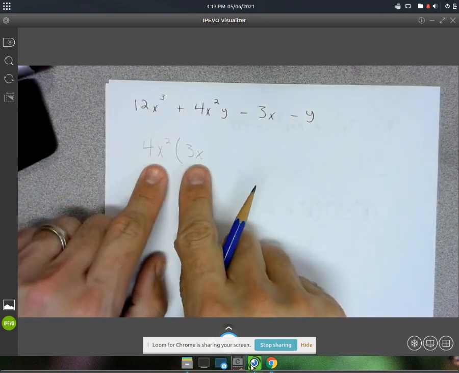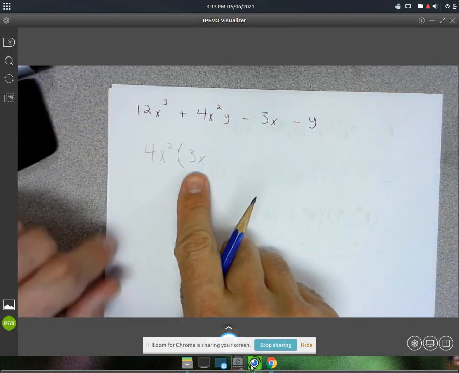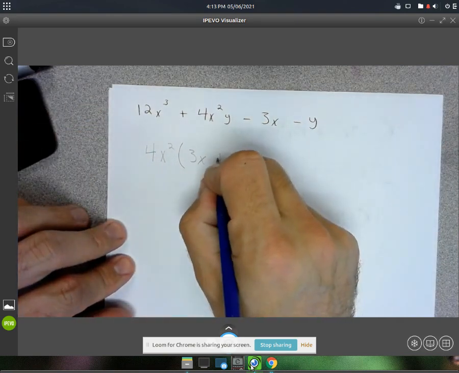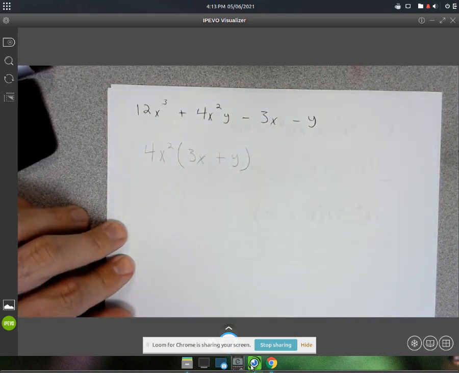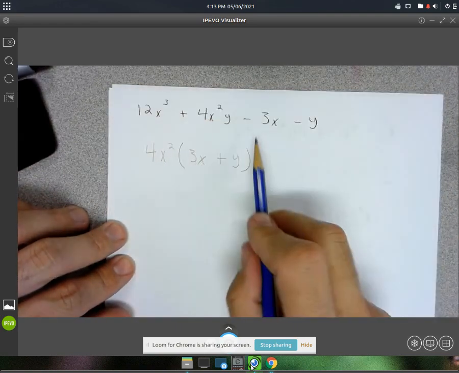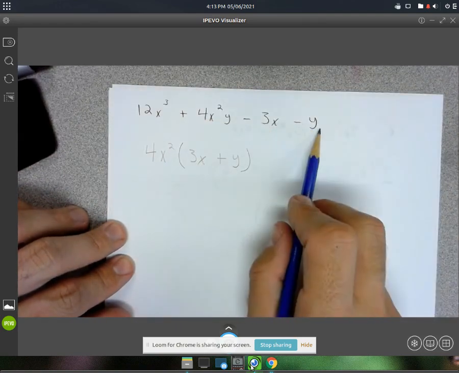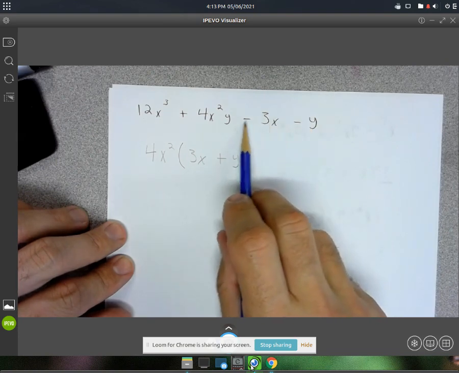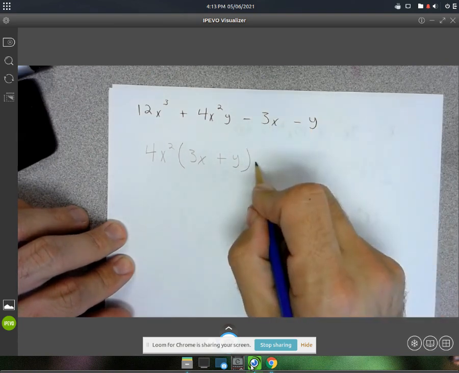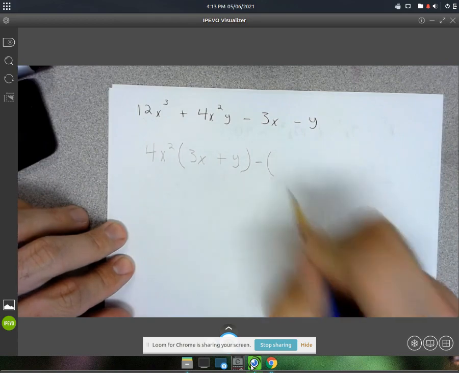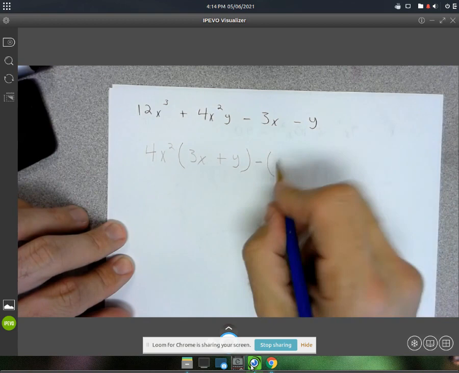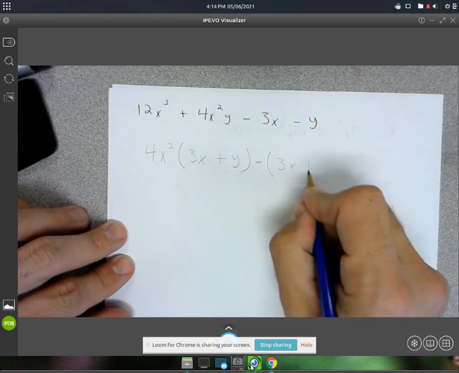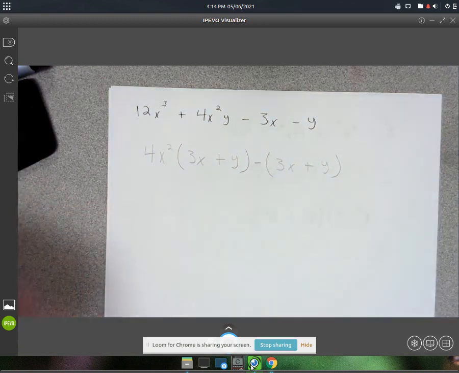So kind of check that there. If you multiply these two, you get 12x cubed. And then the next one is going to be just a y. Yep, 4x squared times y. And then on this, they don't have anything in common, but because we're starting here with a minus sign, I've got to factor out that negative. So it's going to be negative, and then I'm going to change the signs of both of these terms. So it's going to be 3x plus y.